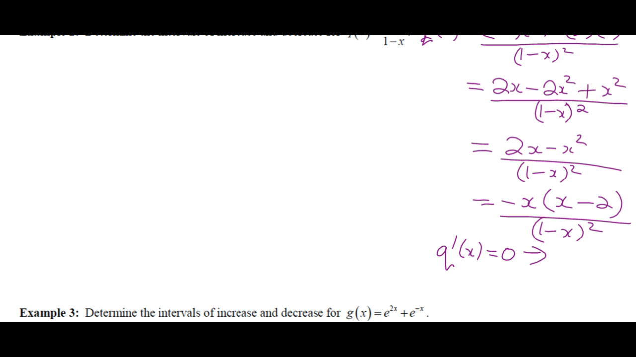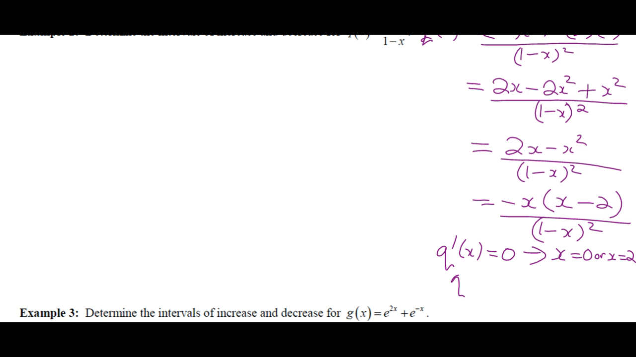Okay, take a negative x. So x minus 2. Or you could take an x times 2 minus x. It's not going to matter. So, two things. We need to know, when is this derivative, q prime of x, equal to 0? When x is 0, or x is 2. So it means that x equals 0, or x equals 2.